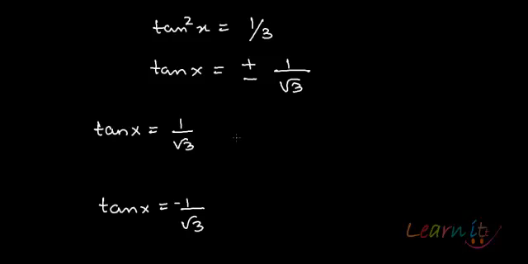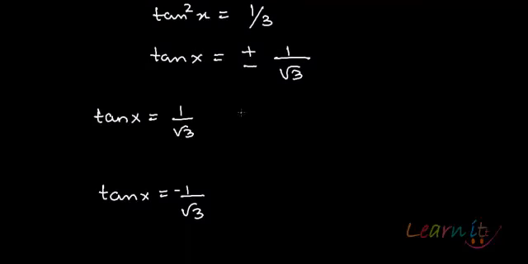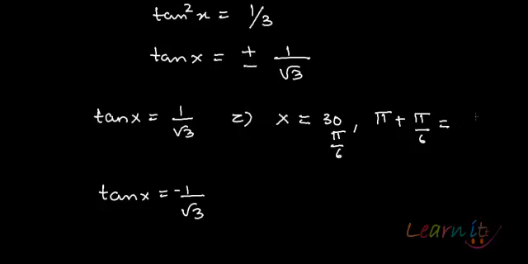When is tan x 1 upon root 3? Tan x, as we saw, is 1 upon root 3 when the angle is 30. So this will imply that x is pi by 6, and what else will it be? It will be pi plus pi by 6. Pi is the period of tan, it repeats itself, and it will be 7 pi by 6.